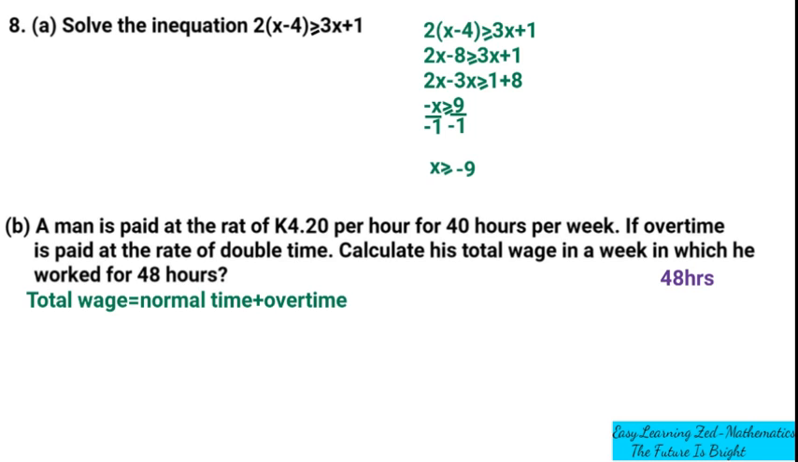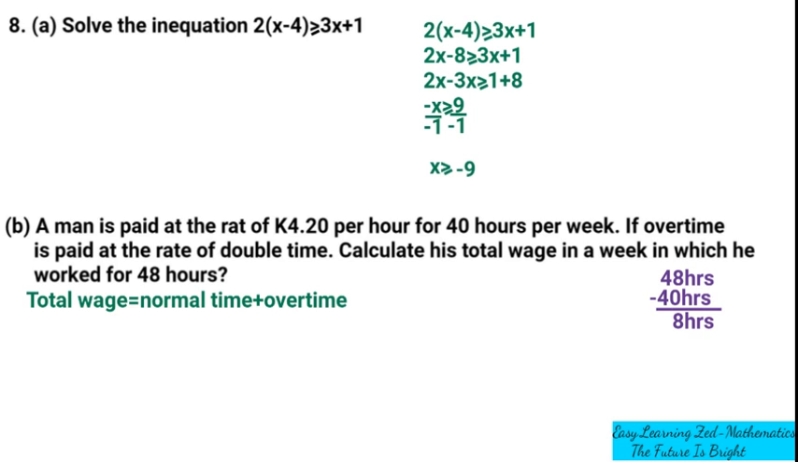Then we can subtract. We want to find the number of hours worked as overtime, so we can subtract the normal hours, which is 40 hours. When you subtract 40 hours from 48 hours, we are going to find that he worked for 8 hours as overtime. So we had 8 hours of overtime. These are the two things we need to find, more importantly, the hours of overtime.